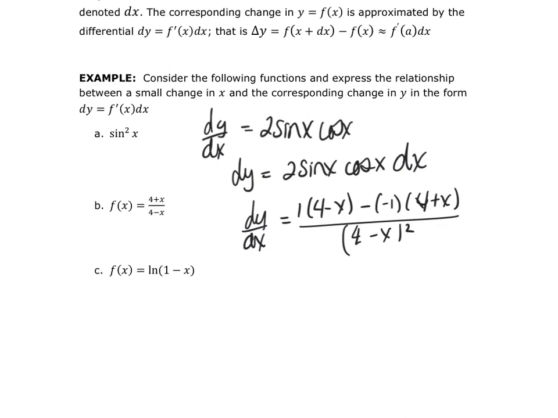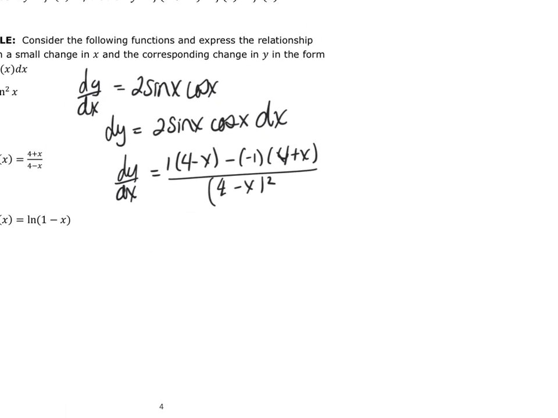Do you all feel like cleaning this up algebraically? I don't either. So my answer is dy is equal to, I feel this urge to clean it up algebraically. So what does it clean up to? 4 over 4 minus x squared, and then dx, and that's your answer. So if you're doing the homework and you end up with 4 over 4 minus x squared and it's marked wrong, it's because you forgot to write dx.